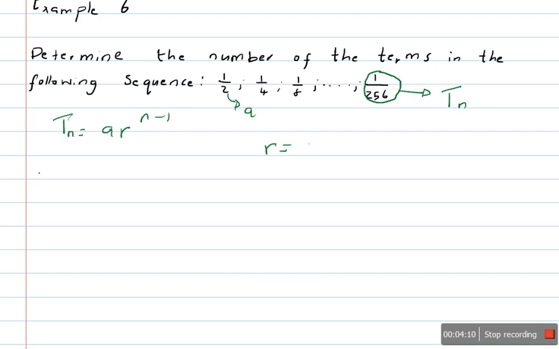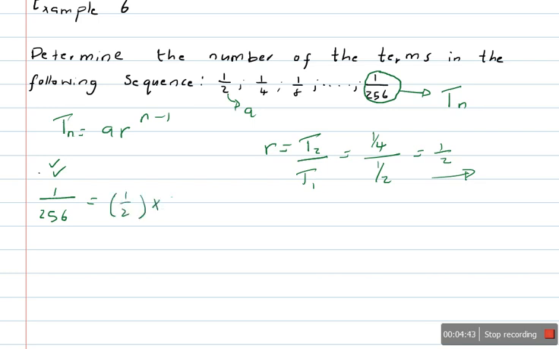So r, we know, is T2 over T1, so it's going to be 1 over 4 divided by 1 over 2, and the answer is going to be 1 over 2. So that is the value of r. Now, 1 over 256 is equal to, substituting the values into Tn, a which is a half, 1 over 2, multiplied by r, which is also a half, to the power of n minus 1.